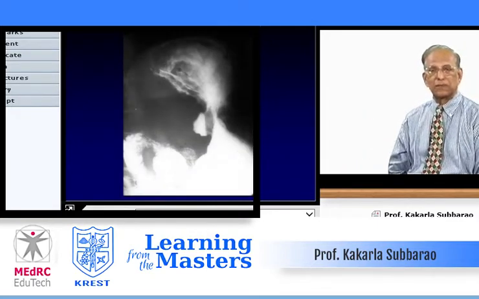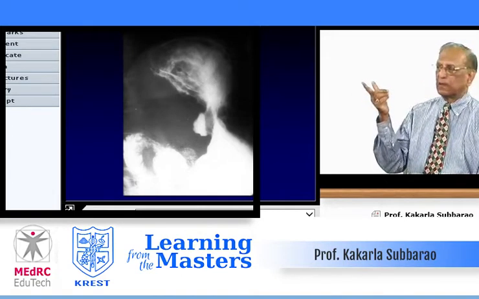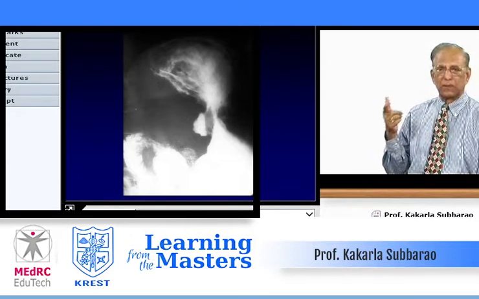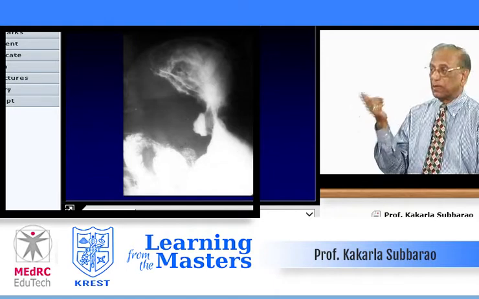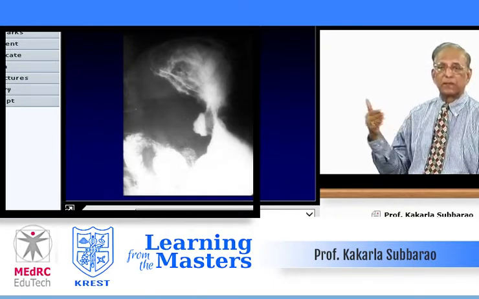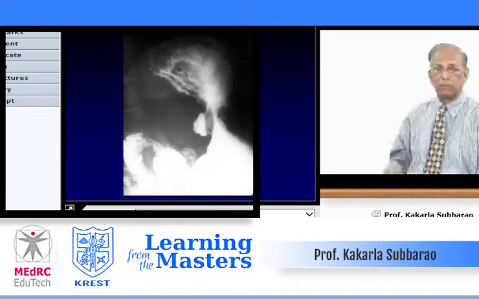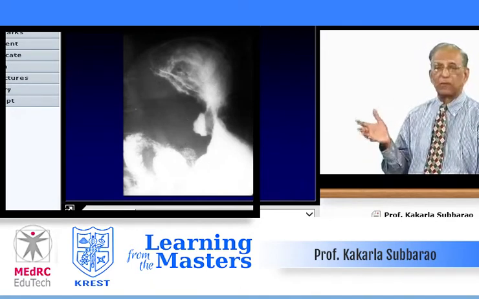Gastric ulcer, benign gastric ulcer. Today, gastric ulcers are a little less common than duodenal ulcers. And this ulcer is along the lesser curvature, because lesser curvature ulcers are common. And it's a benign ulcer. How can you tell it's a benign ulcer? It is a penetrating ulcer into the wall. Maybe it may perforate into the lesser sac. So it is classical of a benign ulcer.